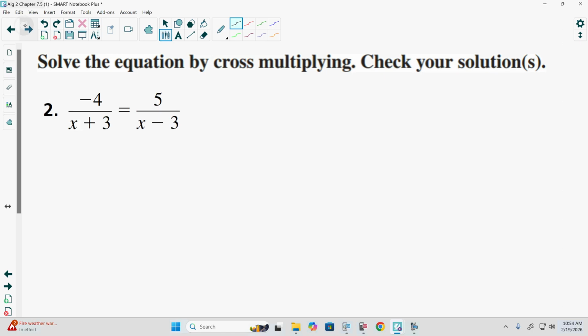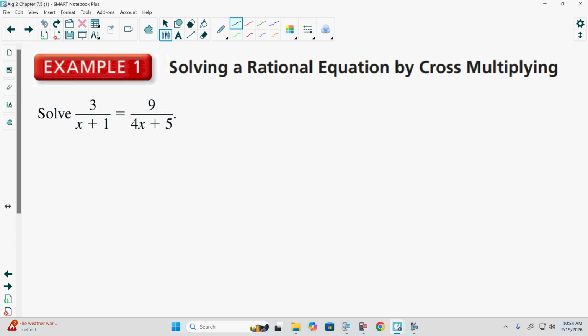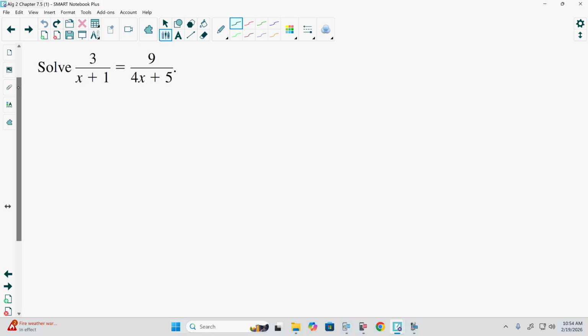Because once we start getting to these here, we can't just cross multiply because we have more than two things. We have more than one on either side, so that doesn't quite work. But what we want to do with this here is factor the denominators of both terms. We want to get them as simplified as possible. That's going to be the first goal.